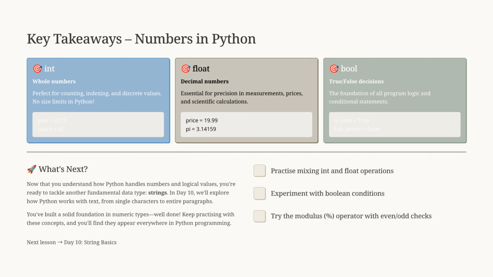Now that you understand how Python handles numbers and logic, you're ready to move to the next big concept, strings or text in Python. In Day 10, we'll explore how Python works with characters, words, and sentences to make your programs more human-friendly. Until then, practice mixing integers and floats and try writing a few true or false conditions yourself.